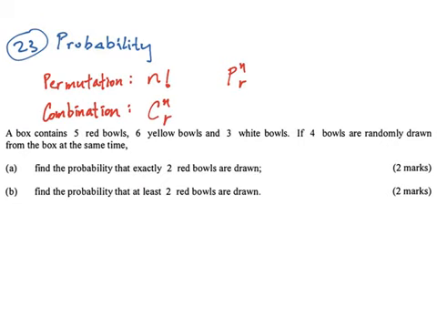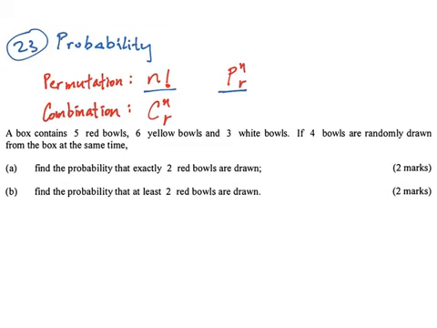Let's see about permutation and combination. For permutation, we have the order. If we arrange all the data, then we'll use n factorial. If we select r from n, we'll use nPr.